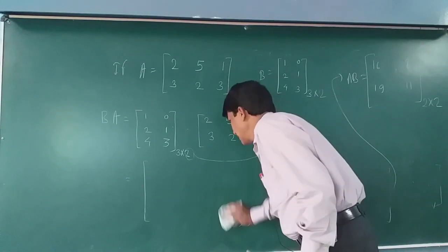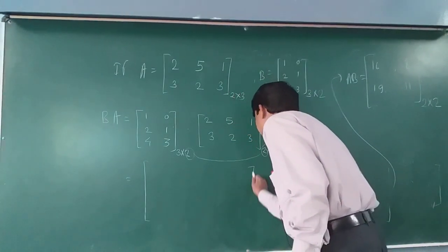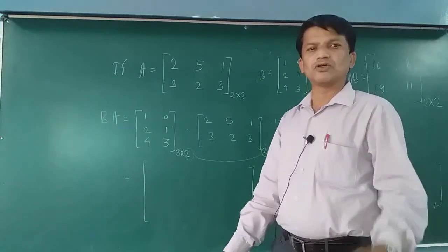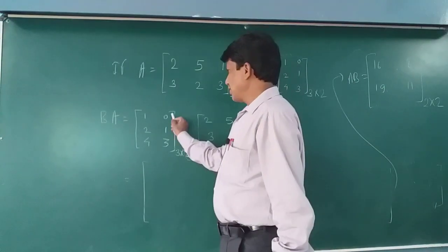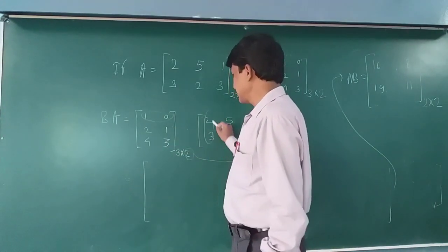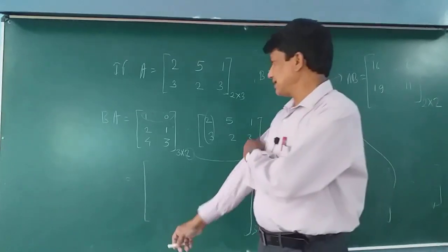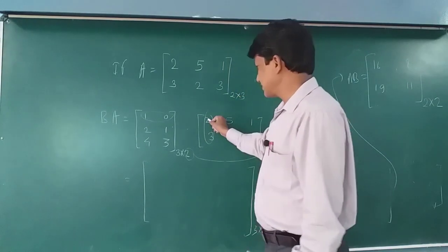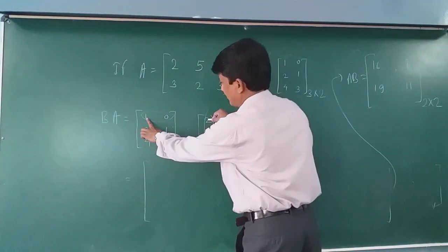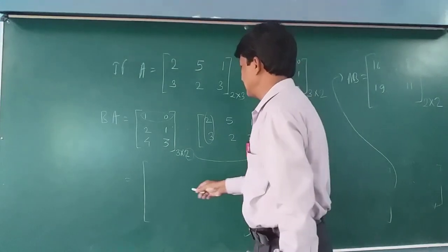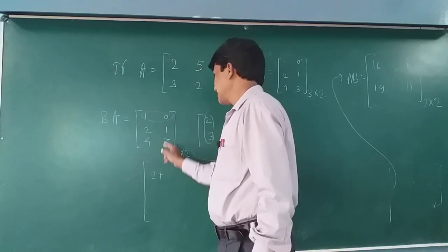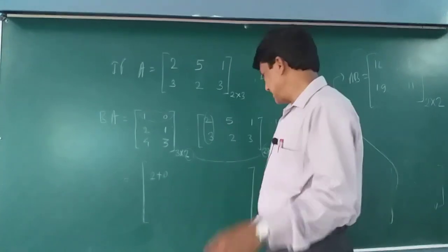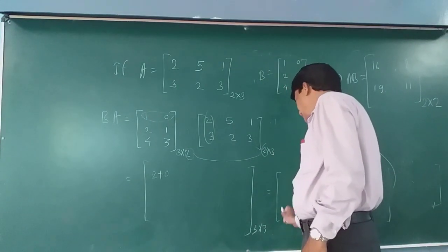So let us write here, the order should be 3 by 3, meaning there are 3 rows and 3 columns, total 9 elements. How will you multiply? Go row wise, come down column wise. I am writing the direct answer. See here, first position 1 with this 2. 1 multiplied by 2 is 2, plus 0 multiplied by 3 is 0.